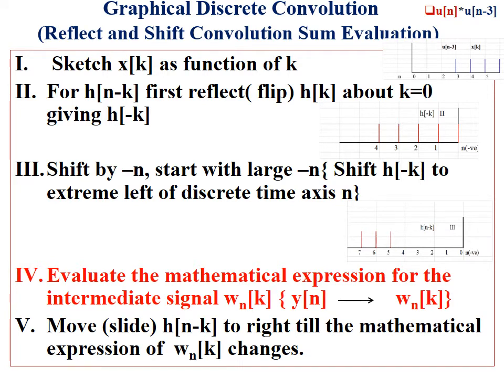Next, let us slide h of n minus k to the right till the mathematical expression of w of n, k changes, which means this signal needs to be shifted to minus 4, minus 3, and so on. At each stage, when we evaluate w of minus 3, k, w of minus 2, k, etc., we would see the result is 0, because the product of a signal which is at 3 and another signal which is at minus 5, minus 4 or minus 3 is 0.